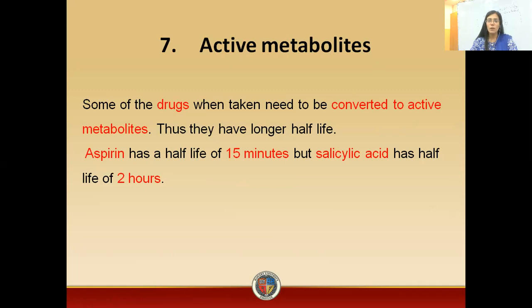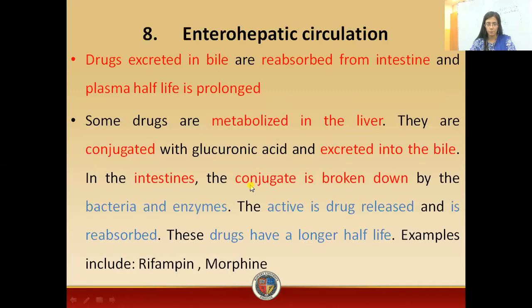Thirdly, probably you have a drug that was active but not as much active, but after metabolism it is getting more activated. So this is a possibility that after metabolism, sometimes we have metabolites which have a longer half-life as compared to the parent drug. Now coming towards enterohepatic circulation, what happens in enterohepatic circulation? The drug is excreted in the bile and is reabsorbed from the intestine, which will result in an increase in the half-life of the drug.